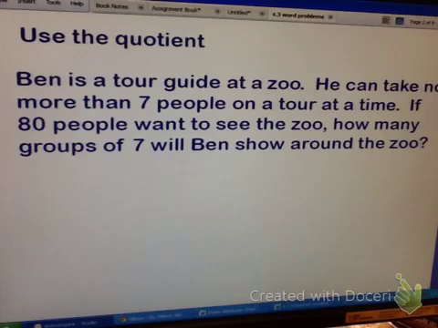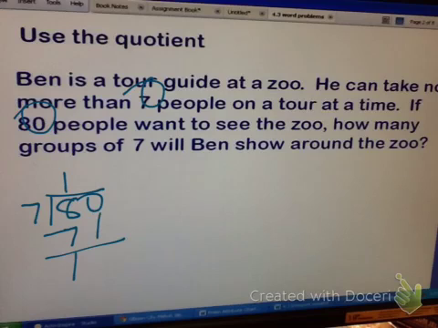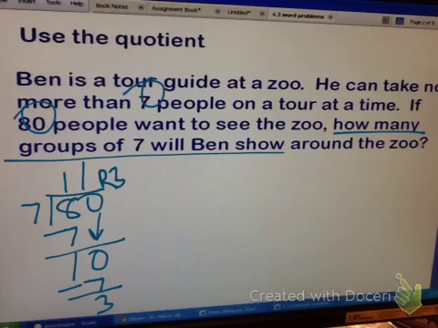For example, this one is called use the quotient. Ben is a tour guide at a zoo. He can take no more than 7 people on a tour at one time. If 80 people want to see the zoo, how many groups of 7 will Ben show around the zoo? Well, they immediately know I need to do 80 divided by 7. And they're going through and solving this great, which is awesome. So they automatically know 11 remainder 3.